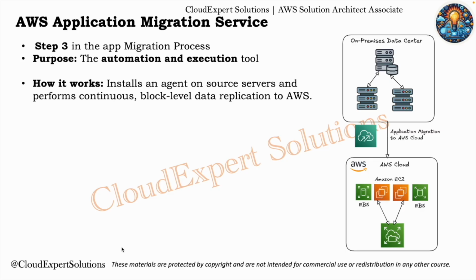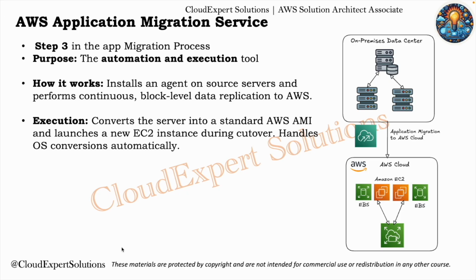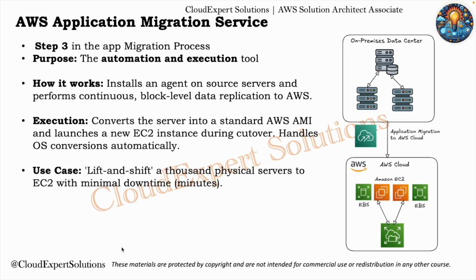It could be physical, virtual, or even in another cloud, and it starts mirroring the disk to a staging area in your AWS account in real time. When you are ready for the cutover, it converts the server into a standard AWS AMI, and then you can launch an EC2 instance. In terms of use case, when you need to perform a lift and shift migration, or if you have thousands of physical servers and you want to migrate them to EC2 with minimal downtime, then you should use AWS Application Migration Service.